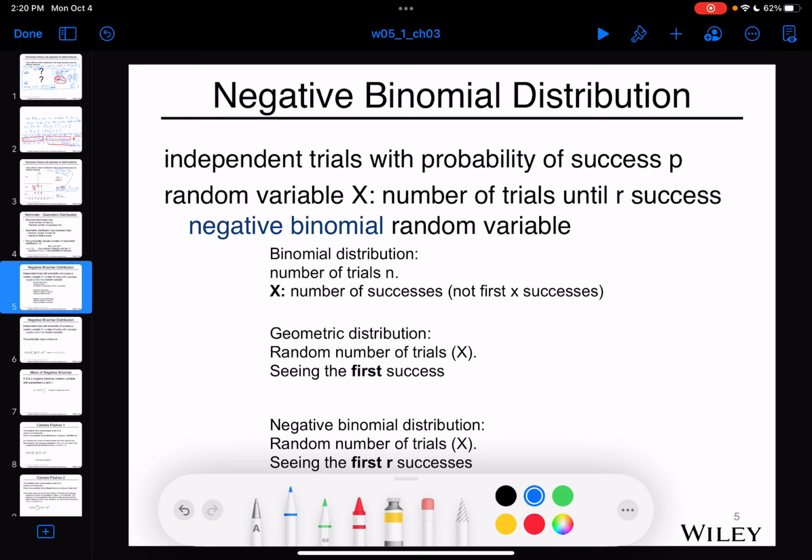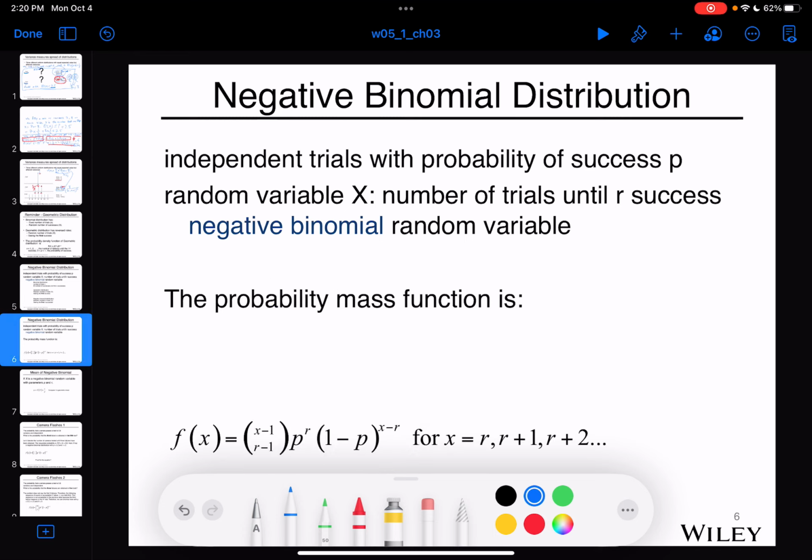Here, again, I don't know how many times I'm repeating the experiment. So I'm repeating the experiment x times. But instead of 1 success as in geometric, I want the first r successes. Like in the experiment of rolling a die, if the success was getting a 6, here I want to roll a die until I get 6 twice, for example, or until I get a 6 5 times. Okay, and this is the equation for the negative binomial.